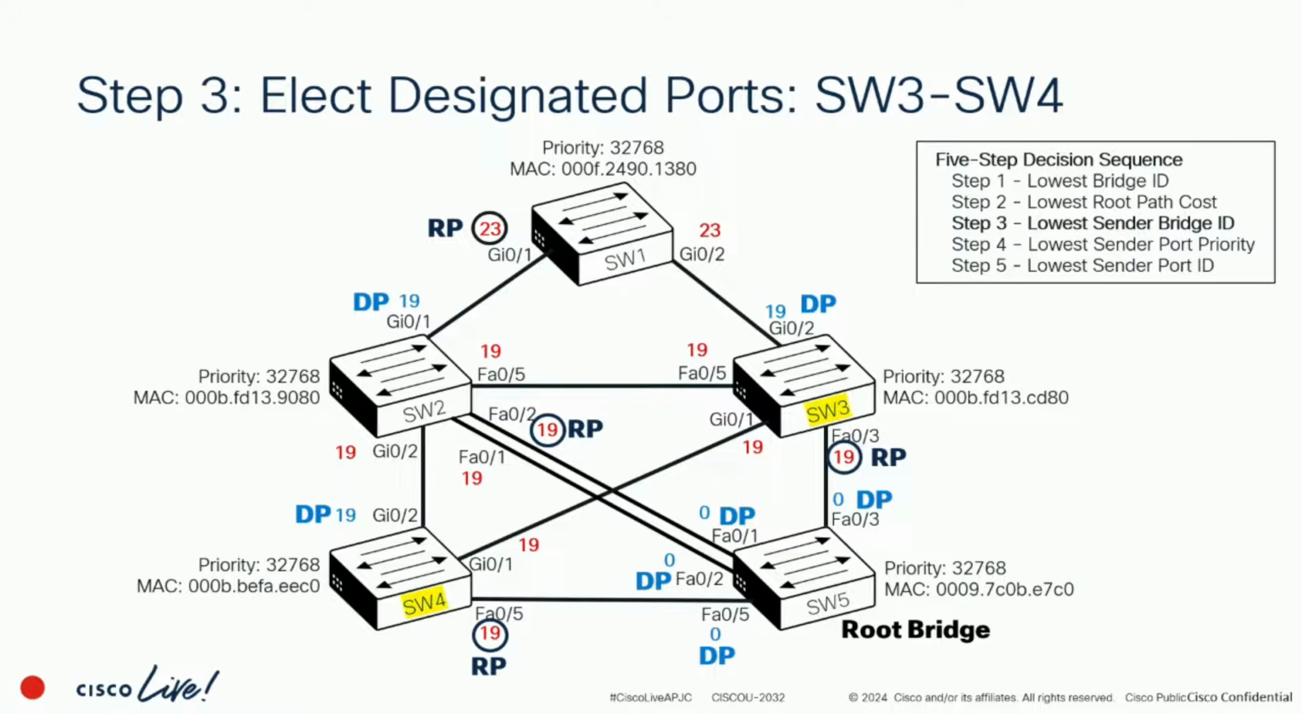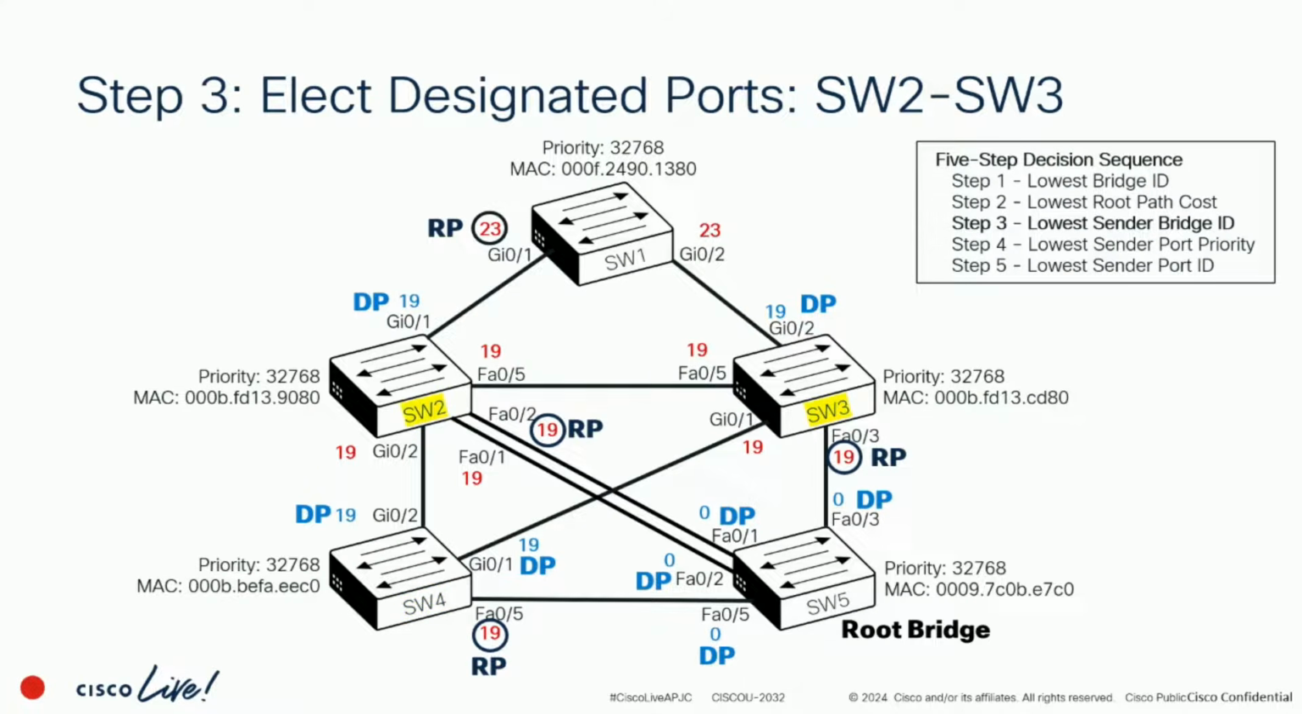So we have a tie. You know what I'm going to say. We go to the tie break. The tie break is the sender bridge ID. Who's going to win? Is it SW3 or SW4? 00B, 00B, BFA. This guy wins. Lowest MAC address, designated port.